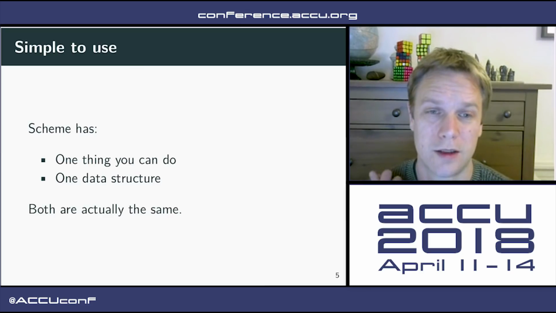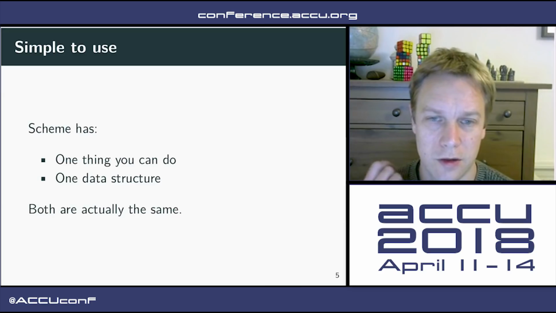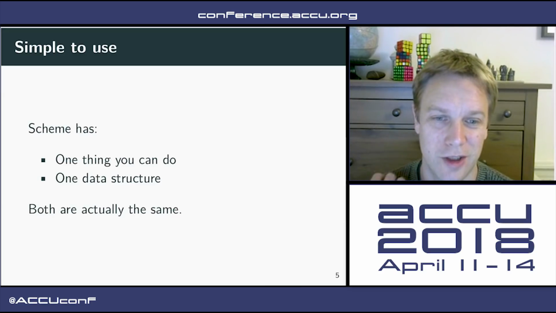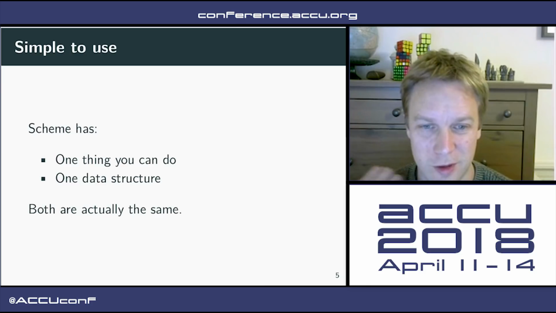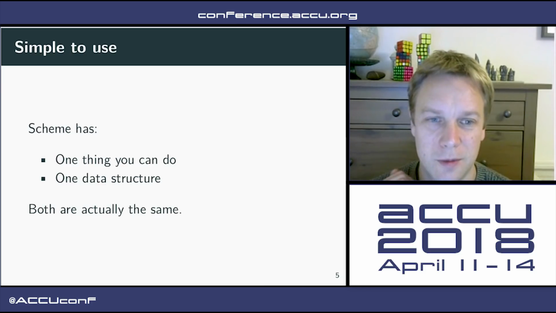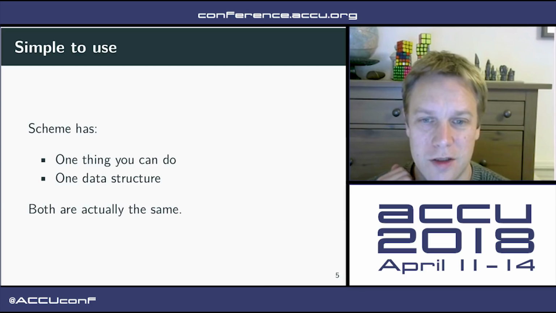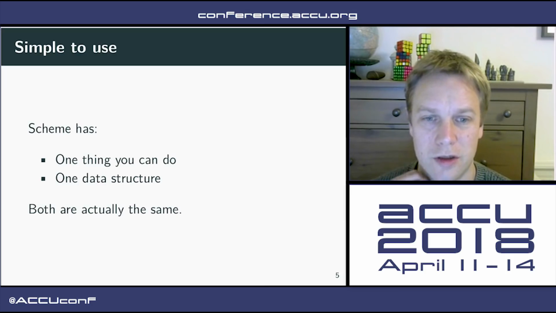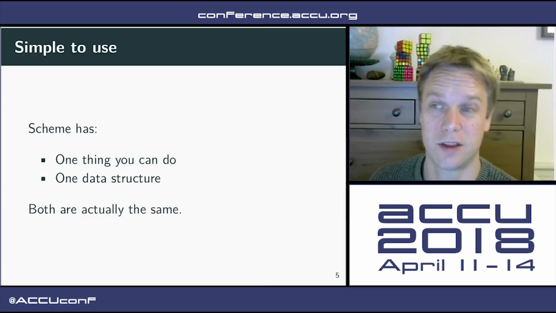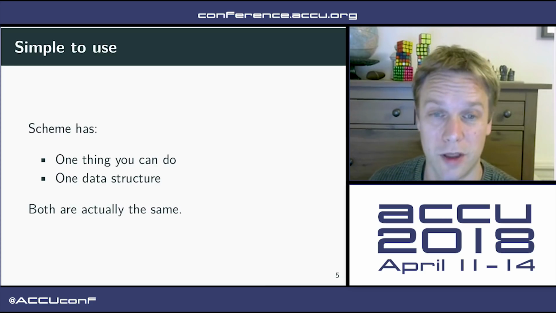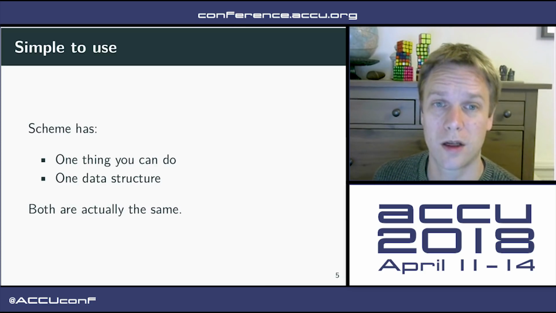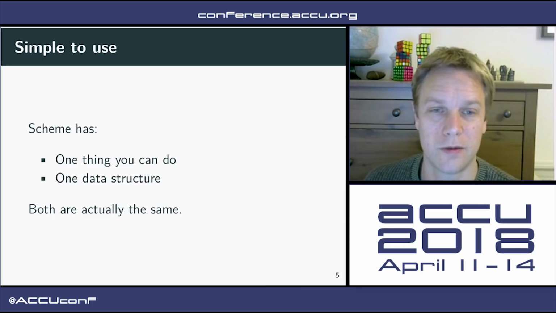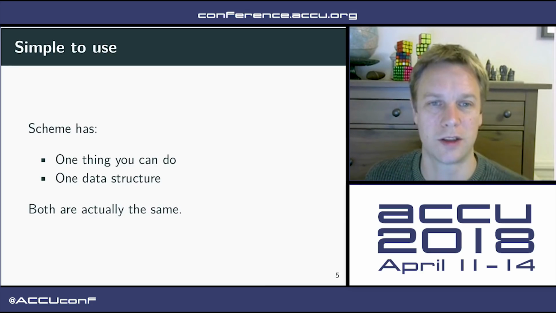More importantly, Scheme is extremely simple to use and to understand and to write code in, so long as you're not reading some incredibly complicated code written by someone else. So the reason why Scheme is so simple is because it essentially consists of one thing that you can do and one data structure that you can manipulate. And actually, fundamentally, those things are really the same thing, and they look like the same thing when you're dealing with them. And right at the end, we'll look at how, in principle, in some fundamental way, they are actually the same thing.